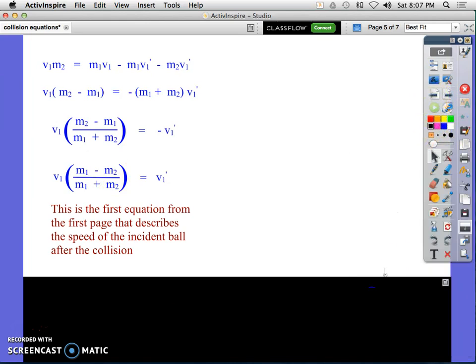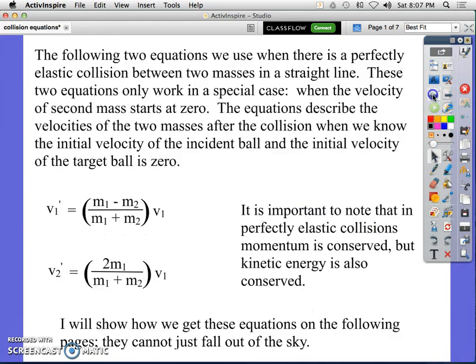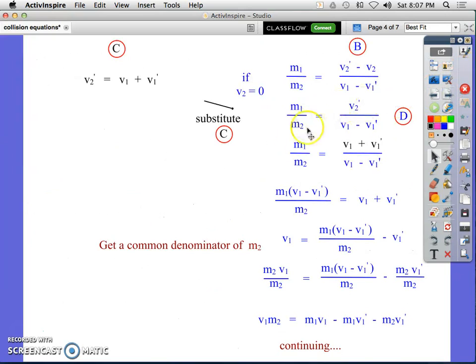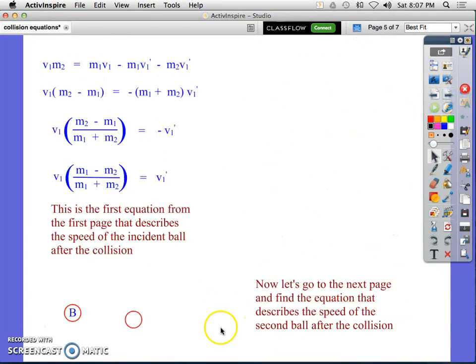Ta-da! Wasn't that easy? No, it took me many, many tries and many, many hours and many, many years. It's this equation. So this first equation is the first equation from the first page that describes the speed of the incident ball after collision. I can get rid of these two.